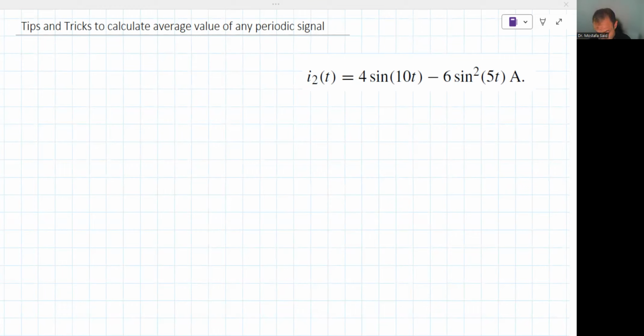So let's see. Here we have a current. He called it I2 for some reason. Anyways, it's equal to 4 sine 10t minus 6 sine square 5t. So the first angle, the first theta of a sine, is 10t, and the second angle is 5t, not 10t. So there are different angles here. And this is in amperes. It's not part of the function.